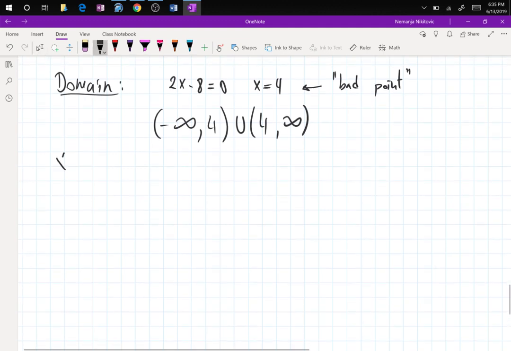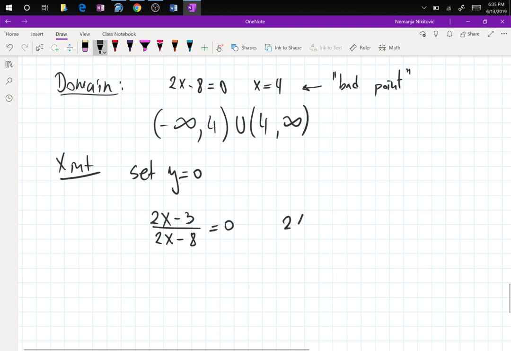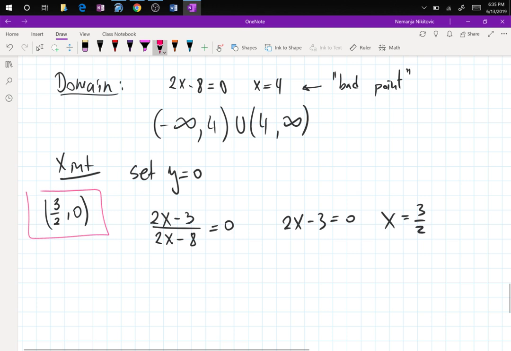Okay, X-intercept, we set y to 0. That means 2x minus 3 over 2x minus 8 equals 0. And when you cross multiply, all you get is 2x minus 3 equals 0. X equals 3/2. So the X-intercept point is at 3/2 and 0. That's 3/2, like 1.5, so not a big deal.